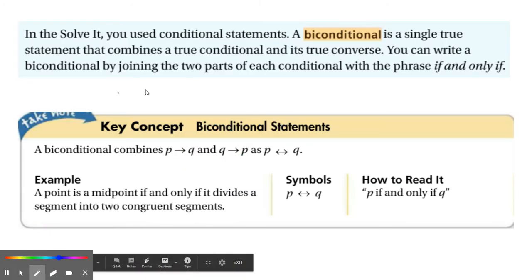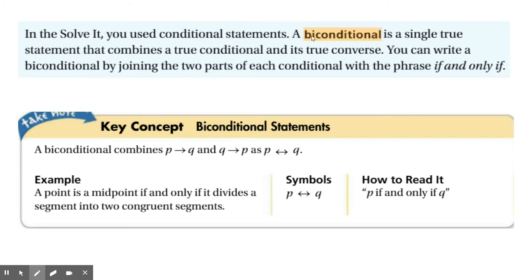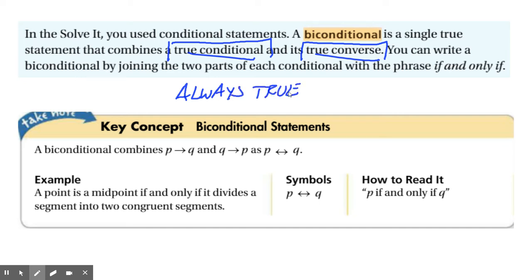Okay, so a biconditional is a single true statement that combines a true conditional and its true converse. So again, when we say true, they have to always be true. Always true. So it can't be true sometimes, like, oh yeah, there's one instance where it's true. No. If you find one instance when it's false, then that statement is false, right? So it has to always be true.